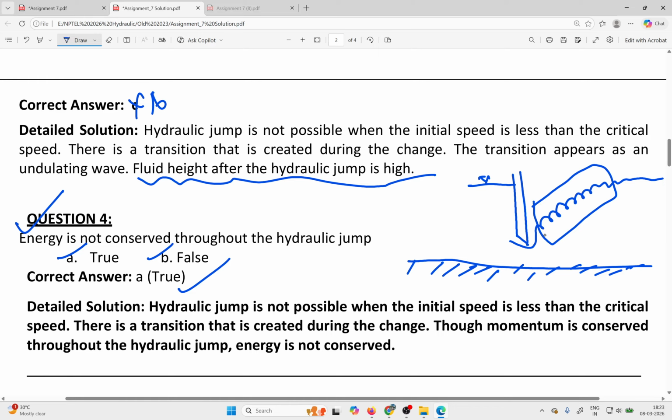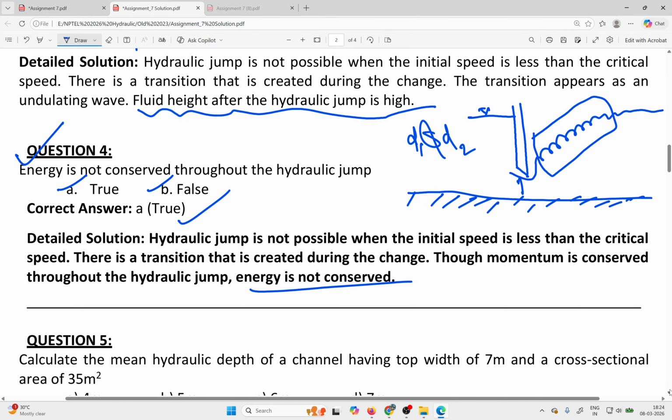That's why for calculating your D1 and D2, we use the momentum formula, the conservation of momentum principle, in place of energy. Why? Because energy is not conserved here. So what is the detailed solution? Momentum is conserved throughout the hydraulic jump, energy is not conserved. That is what I was explaining. Now let us move on to the next one.